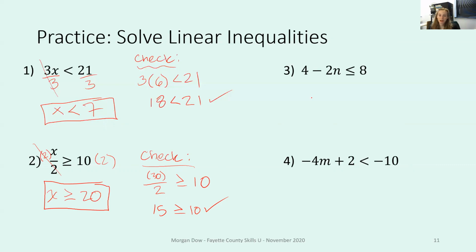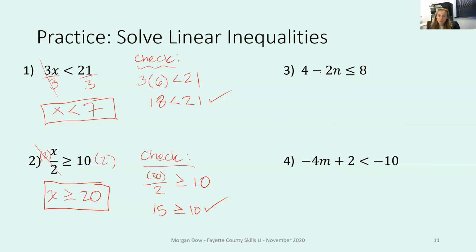So when you're checking your answers, right, you don't have to pick these numbers that I'm picking. You can pick any number that meets the criteria of your solution. So you could have picked 20, you could have picked 20.1 if you wanted to, you could pick 500, whatever you want, as long as it's greater than or equal to 20.